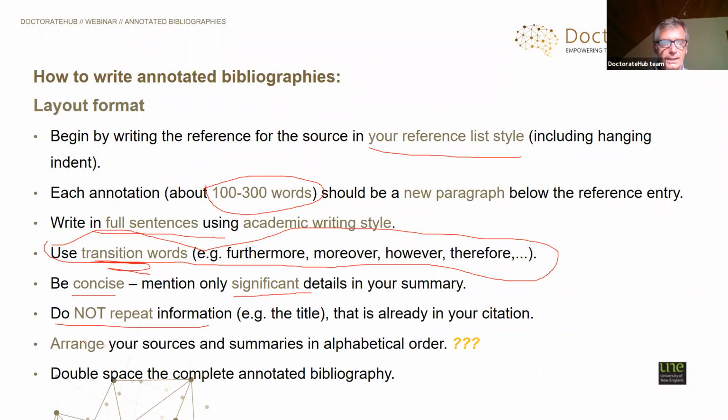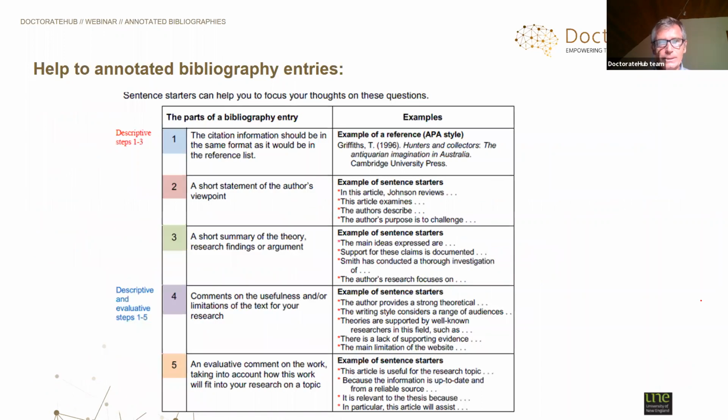No need. Okay, arranging, we discussed that. Double spacing, we discussed that as well. So that's not of interest anymore in a way. So this table is what I really like, because it is trying to give you some examples, some support, especially in those transition words, for different areas.